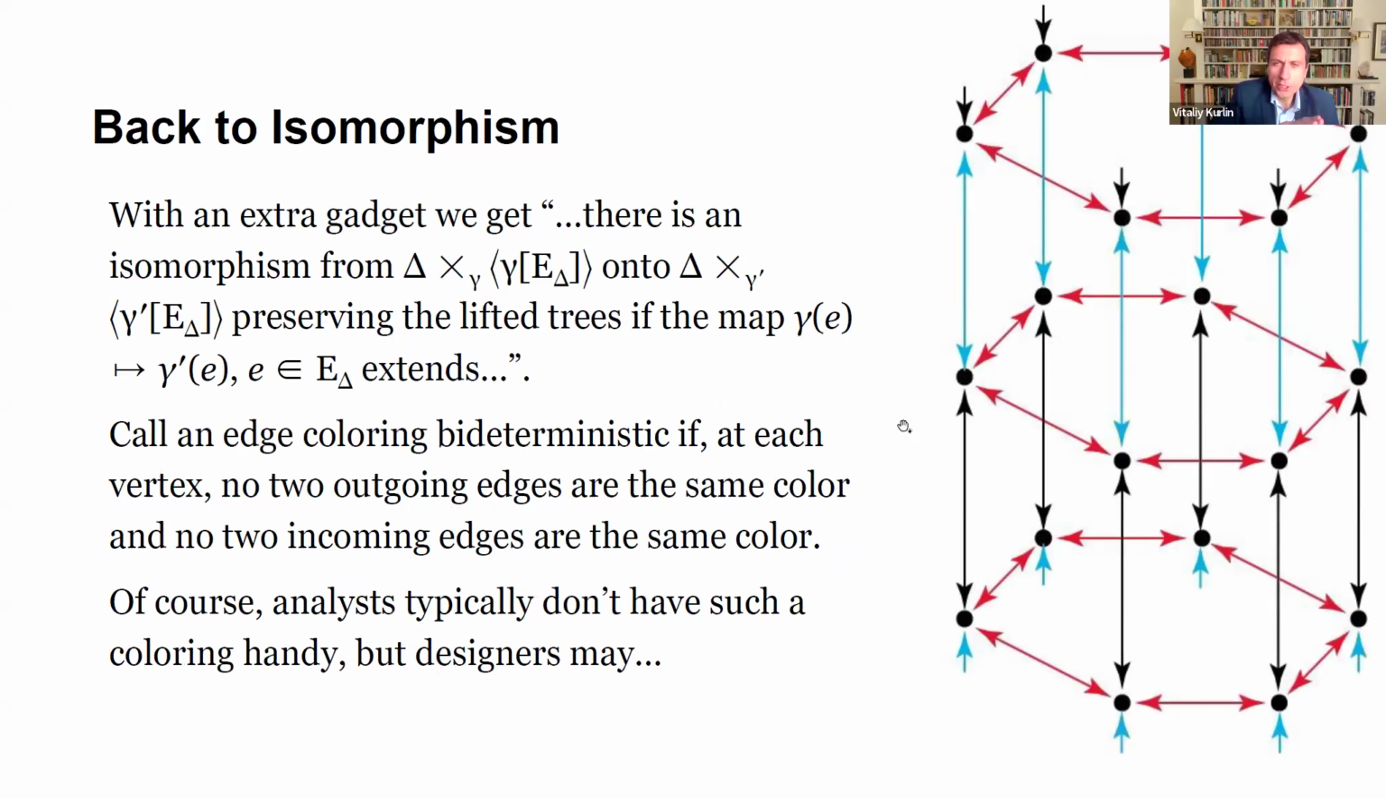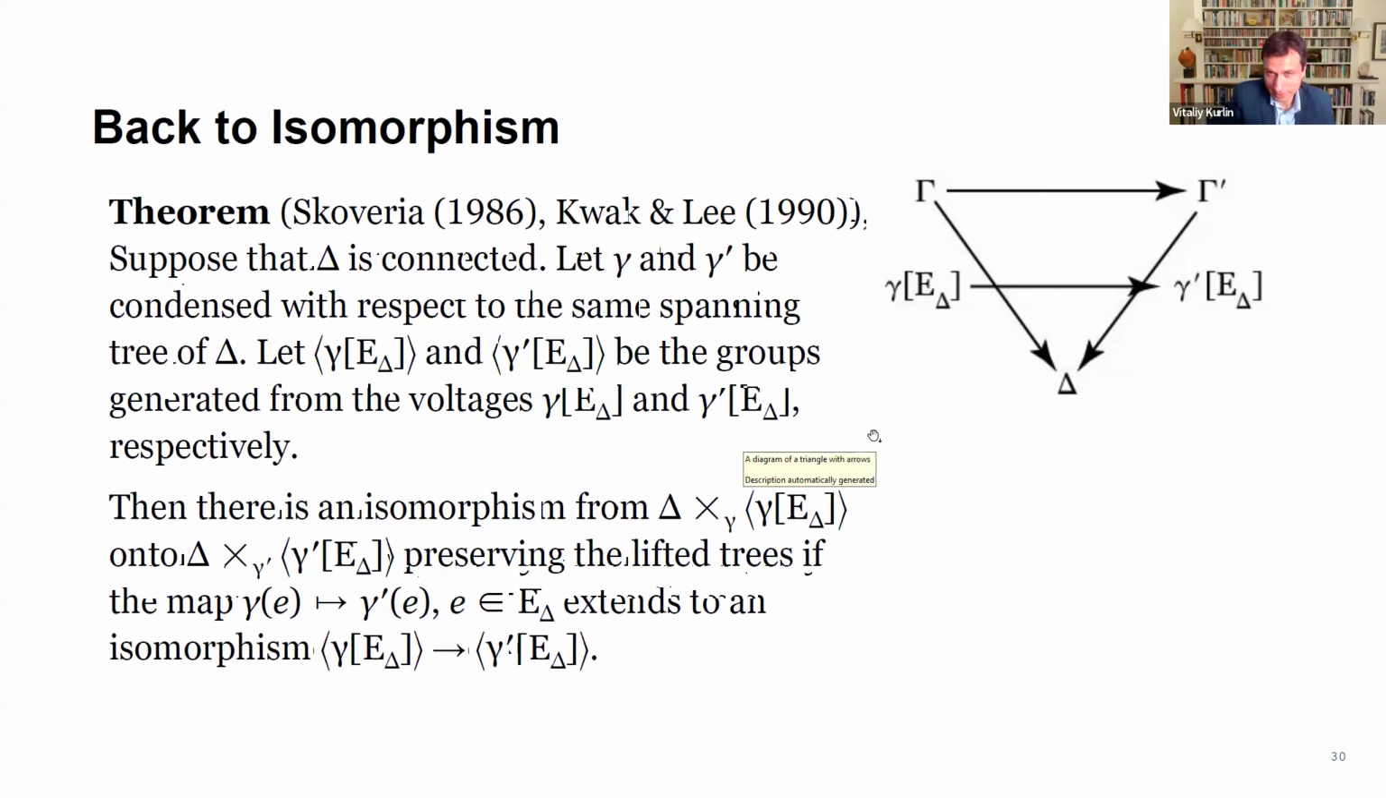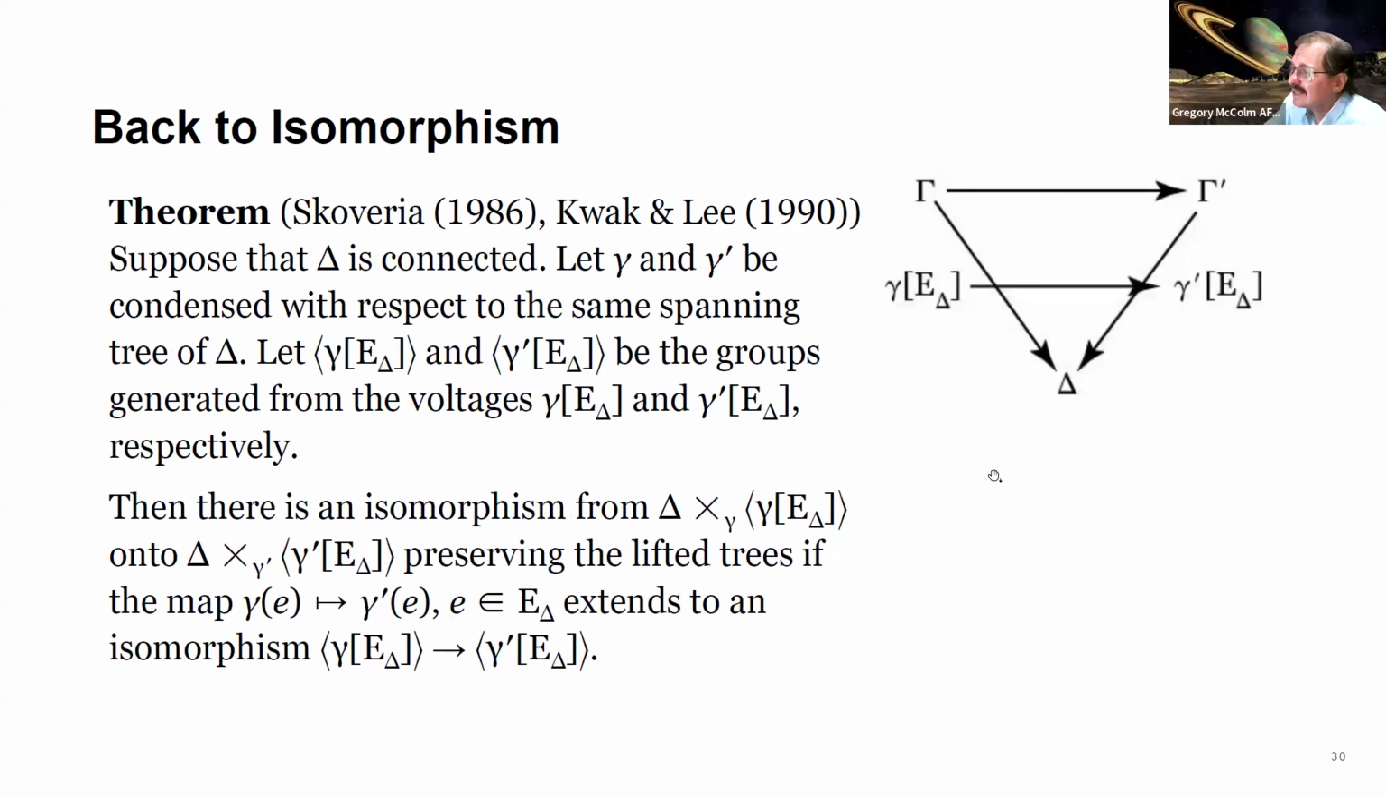Okay. Yes, Greg, two voltage graphs with the same graph without any labels. You mean, right? Voltage graphs are the graphs whose edges have been labeled with group elements. Right. So over here, this has a voltage graph whose quotient has been labeled with elements from one group. This is a graph whose quotient graph has been labeled with elements from another group. And the question is whether or not, if you can get isomorphic spanning trees, you get a one-to-one correspondence between voltages that extends to a group isomorphism from this group to that group.